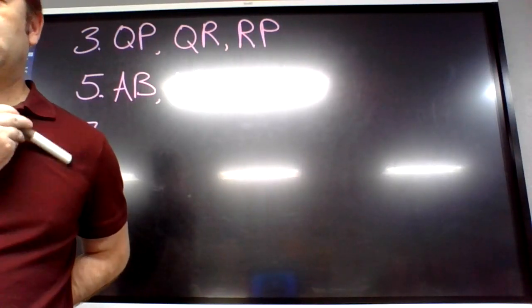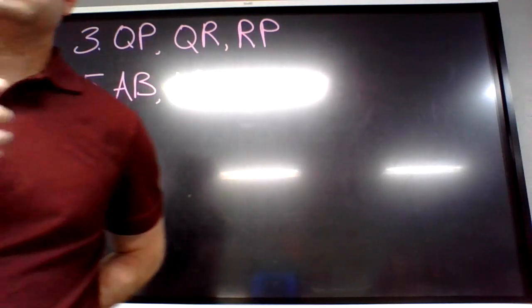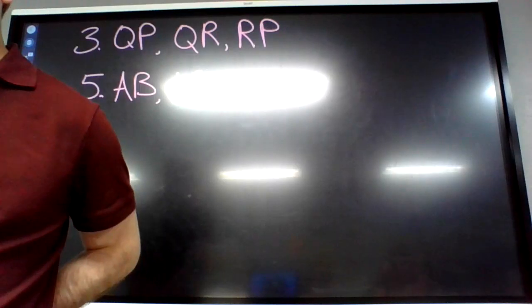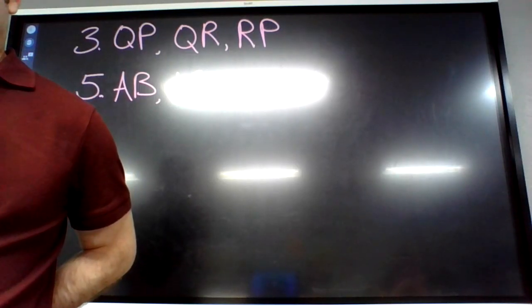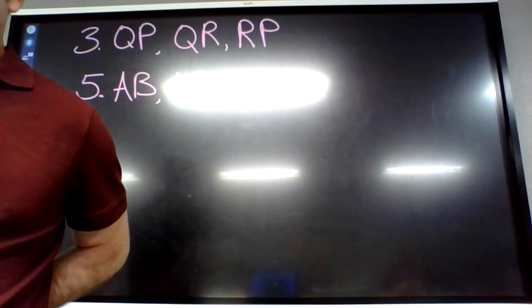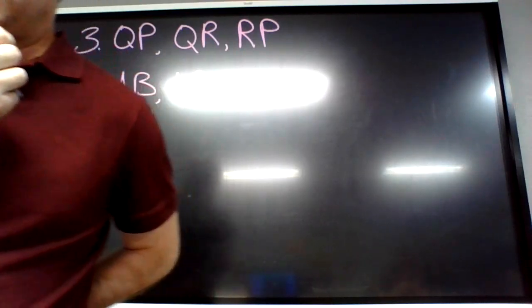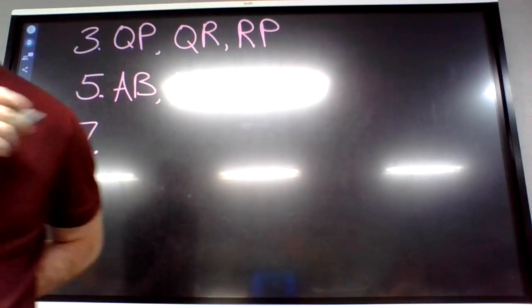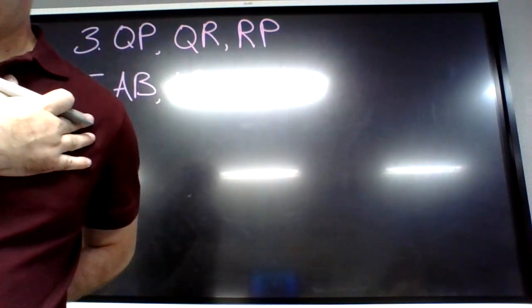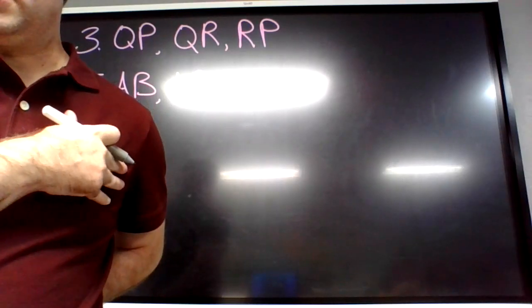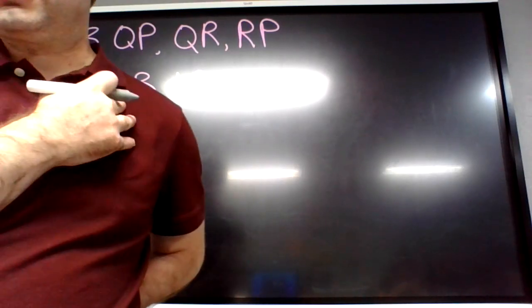For like number four, would you just do the same thing? Yeah. So just list those two sides next to each other is fine. They just put an and between them, but the biggest one just has to come last.